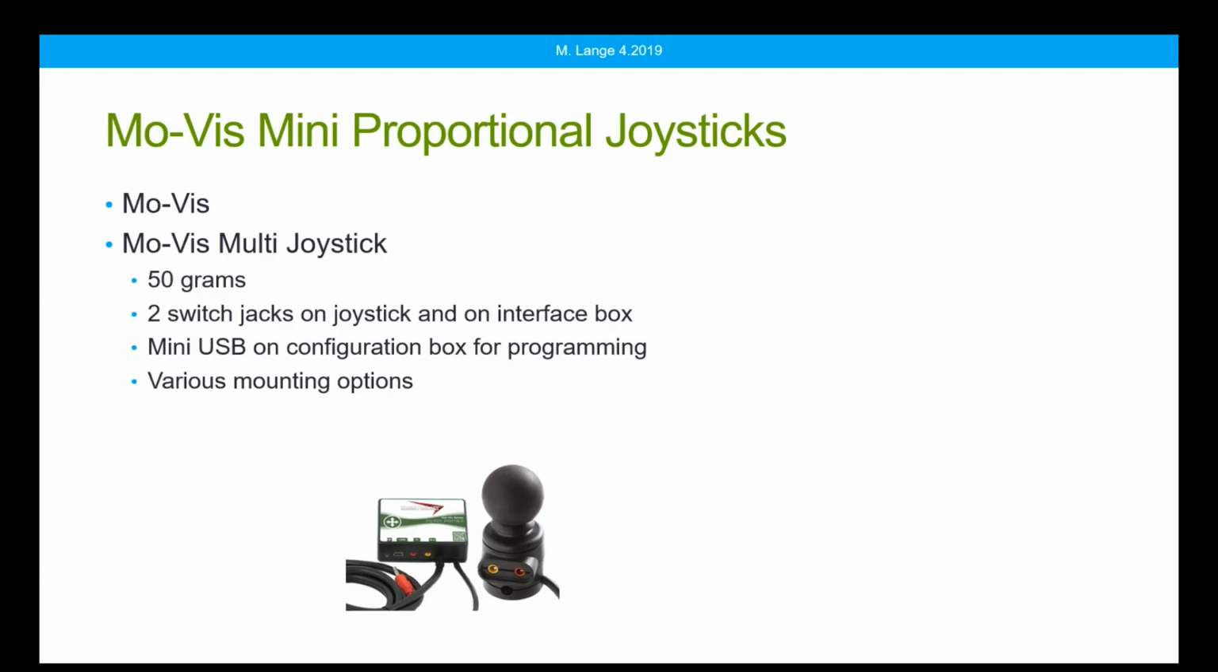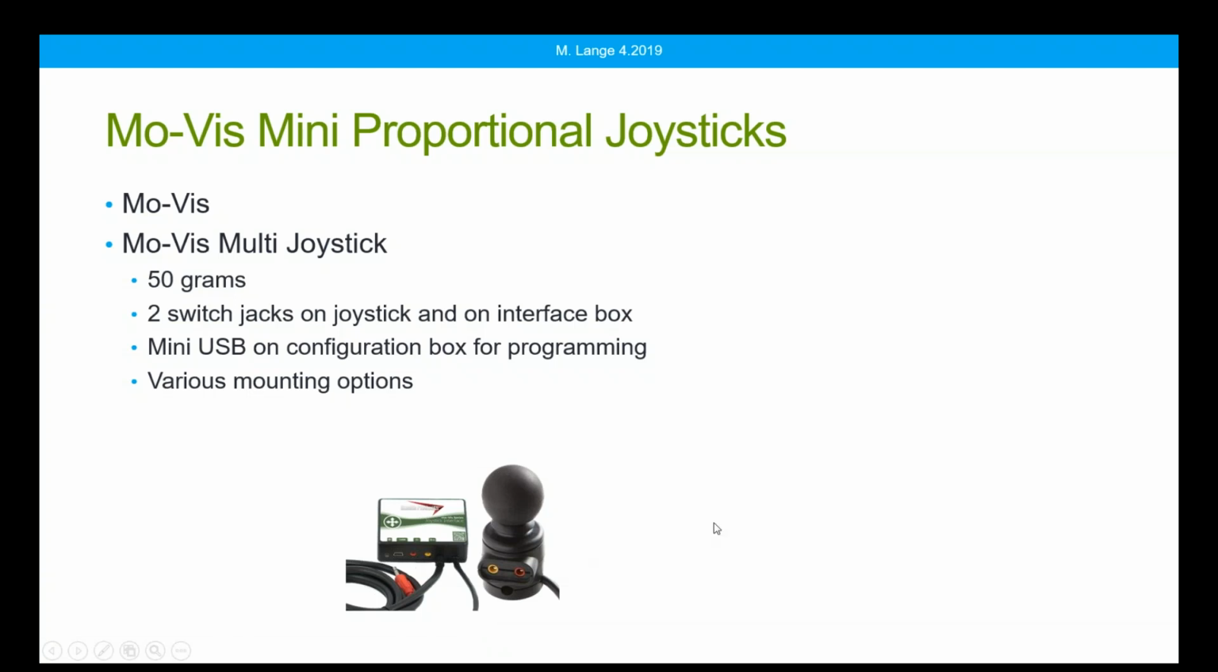So let's look at some of the mini proportional joysticks that fall in this 50-gram range. This is the Movis Multi joystick. It requires just about 50 grams of force, and it has 2 switch jacks on the joystick itself for mode and for power. Like all the Movis products, there's also a little mini USB port that you can see here on the box that's inline on the cable. This box also includes an additional mode and power switch.